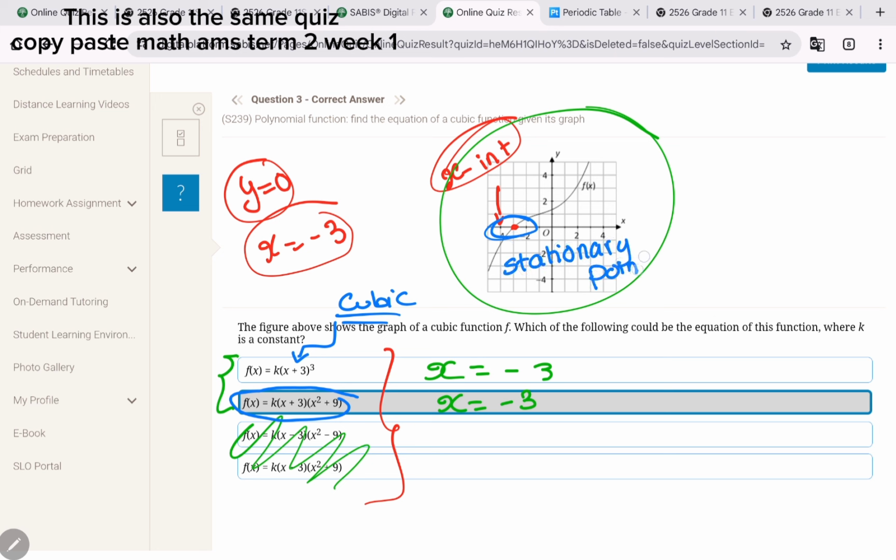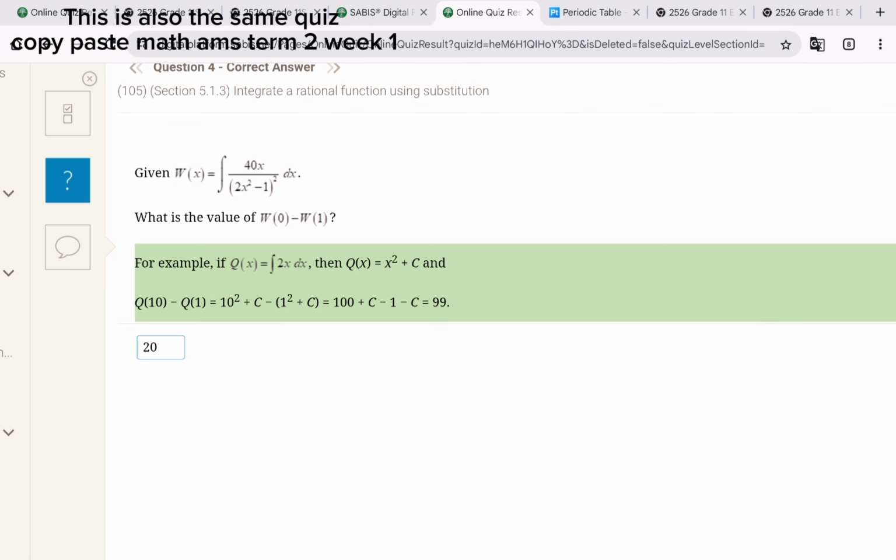We'll move on to question number 4. Perfect. They said, given W(x) is the integration of 40x over (2x squared minus 1) squared dx, what's the value of W(0) minus W(1)? So what we need to do is the integration of 40x over (2x squared minus 1) squared. First thing we're going to do is move it up. So 40x times (2x squared minus 1) to the power of minus 2 dx.